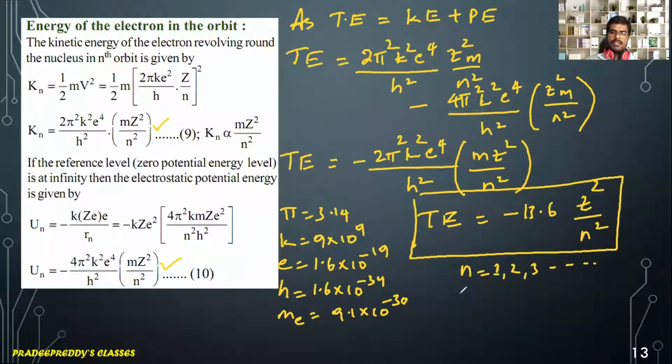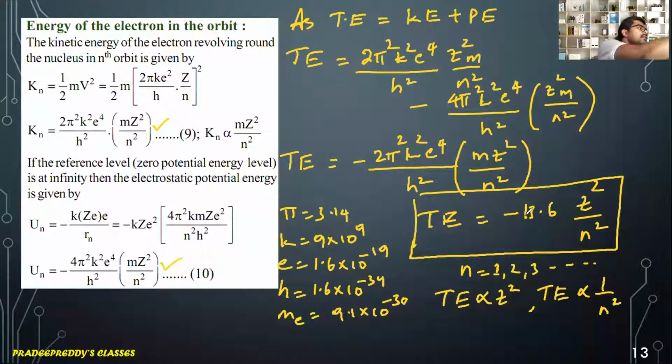Total energy is directly proportional to the square of the atomic number, and inversely proportional to the square of the principal quantum number, right? This negative sign represents that it is a bound system. The electron is bound to the nucleus. Therefore, this negative sign represents that potential energy is greater than kinetic energy.